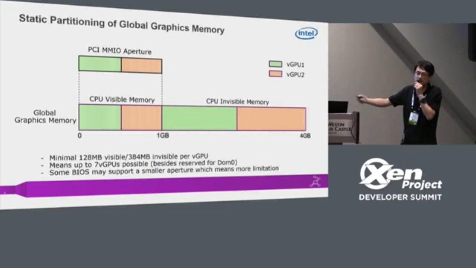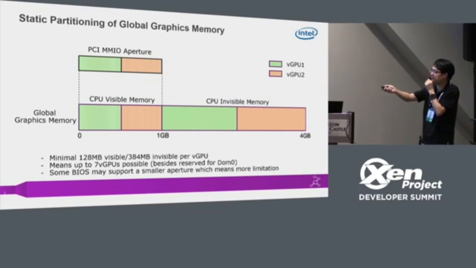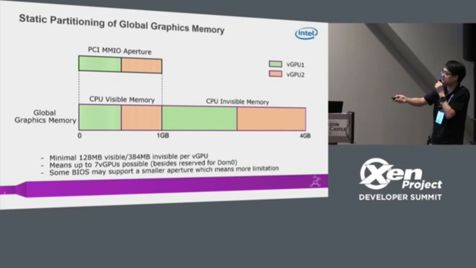So here comes our solution. Just as I mentioned in the previous sections, we need to statically partition these GGTT page tables. So this is like the page table.